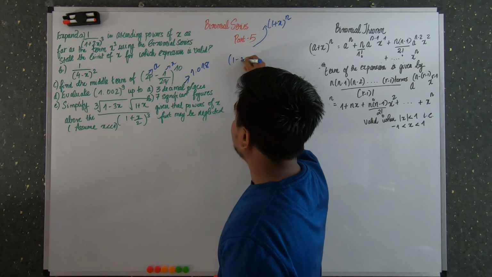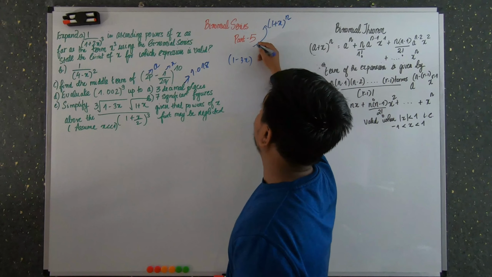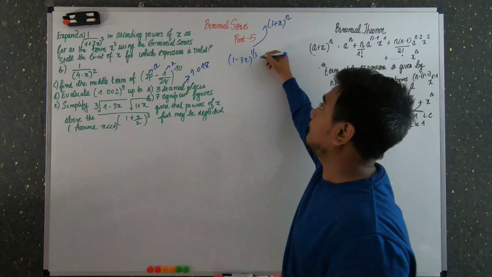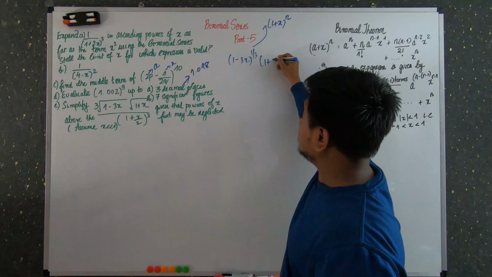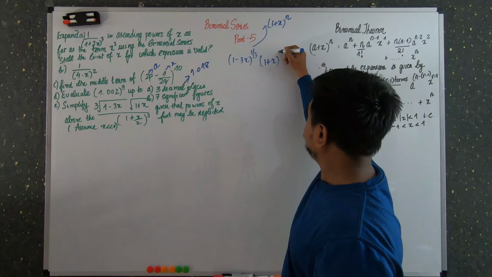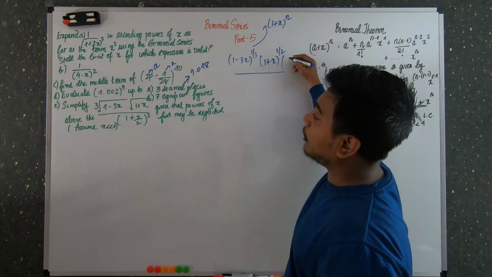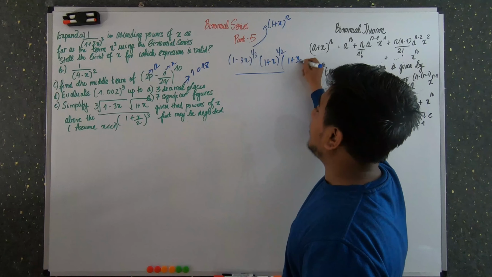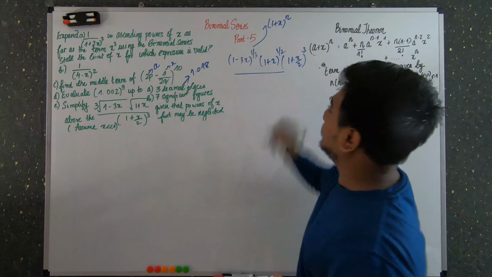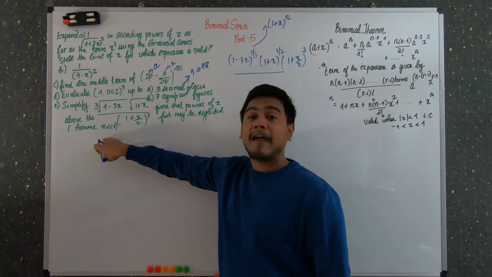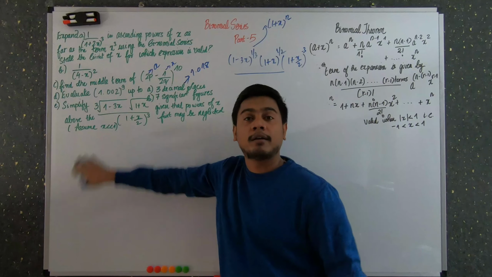That is what? 1 minus 3x the whole raised to 1 by 3, right? Again, what is this one? 1 plus x the whole raised to 1 by 2. Again, what is this? Okay, let me write all these at the top. 1 plus x by 2 whole raised to minus 3. Also in the question it is said that assume that x value is very small when compared to 1.